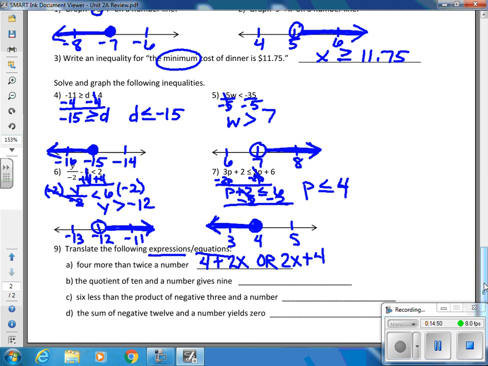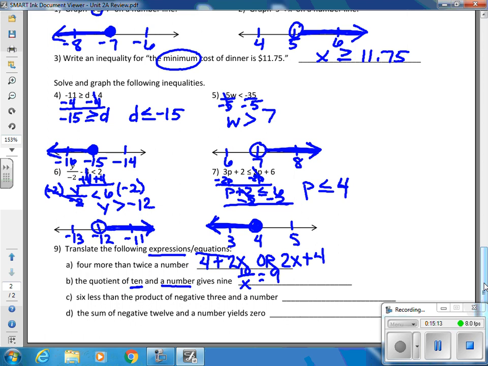For letter B, the quotient of 10 and a number gives 9. Quotient means to divide, right? So we're using the division bar, not the old elementary division sign, okay? And the number that you see in front of the word and, here's the 10 and a number. So the first thing you see is going to be the top, so 10 goes on top. And a number, we don't know the number, so that's where your x comes in. Gives 9 means equals 9. You are not solving it, you are simply translating it.